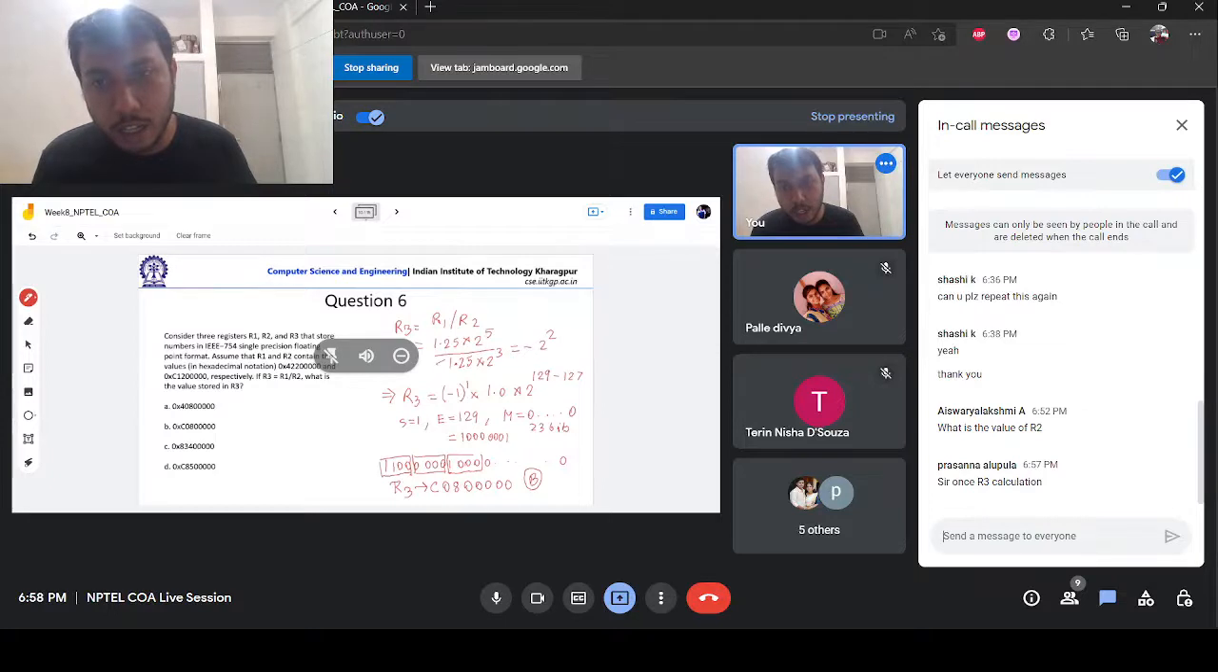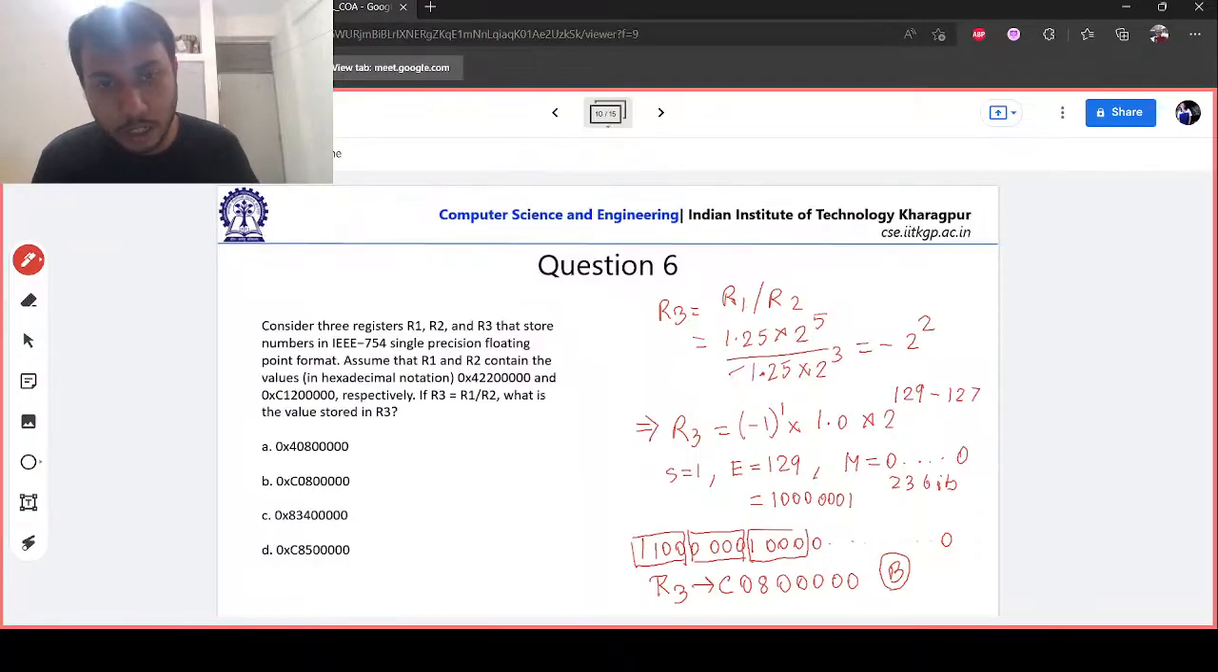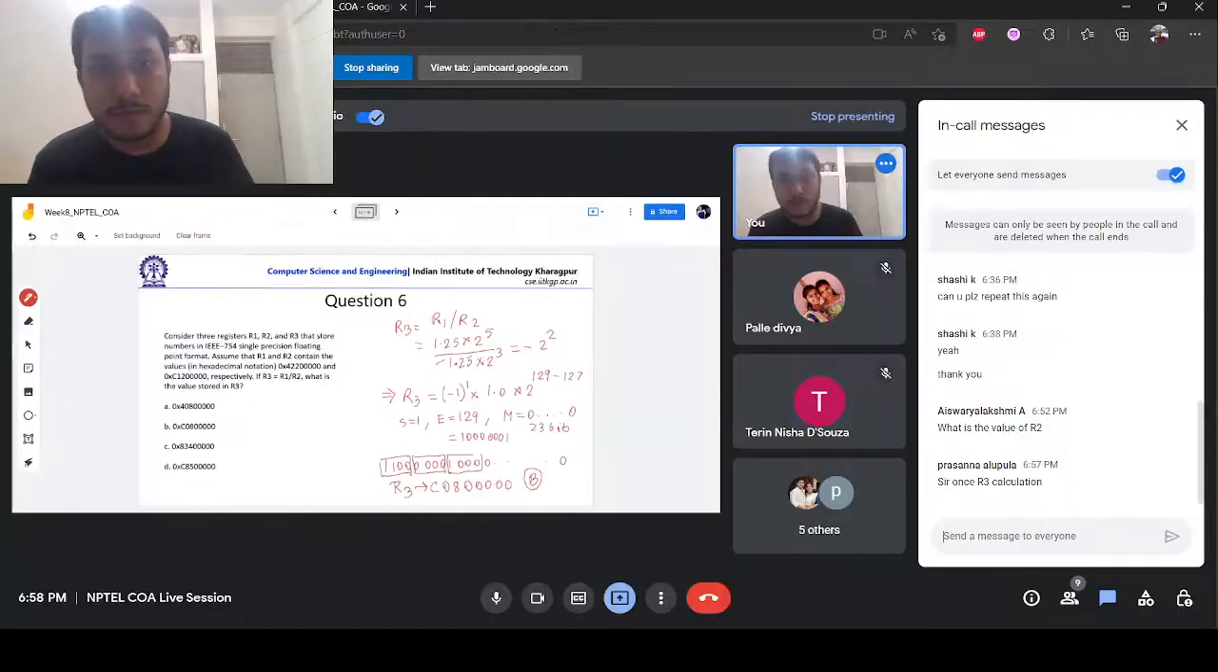129 is basically 1 0 0 0 0 0 0 1. We write the corresponding bits like this: 1, then the 8 bits of E, and then the rest are all zeros. Now we need to convert it back into hexadecimal. How to convert back into hexadecimal we know: take 4 bits at a time and convert each into hex. So this one is C, this one is 0, this one is 8, and the rest are all zeros.